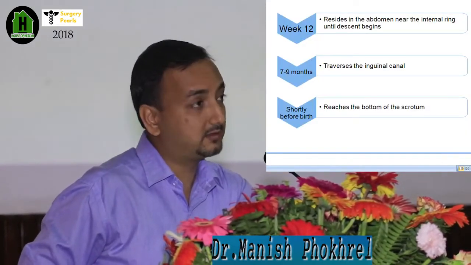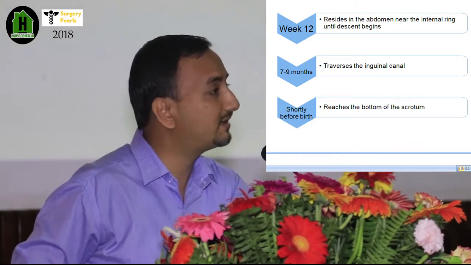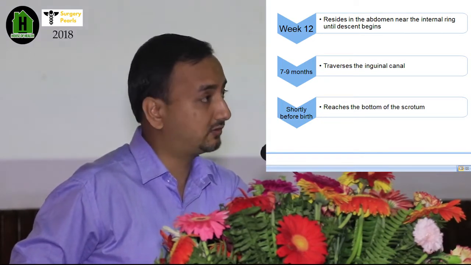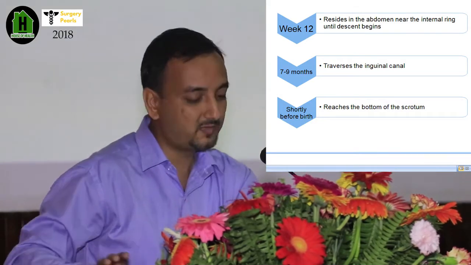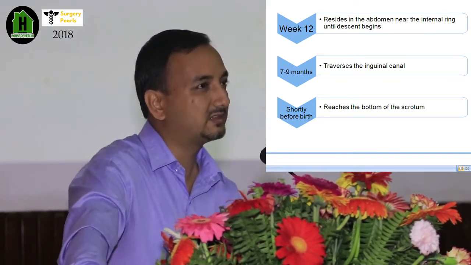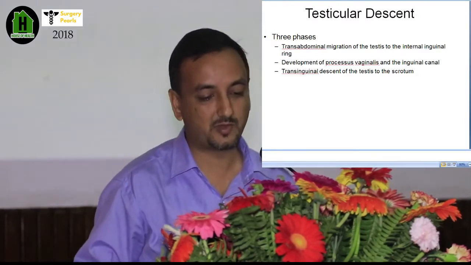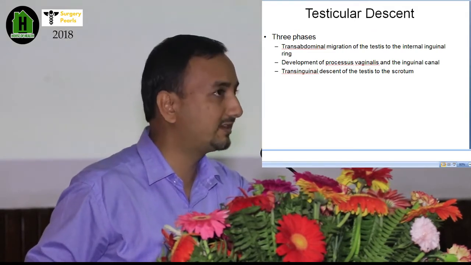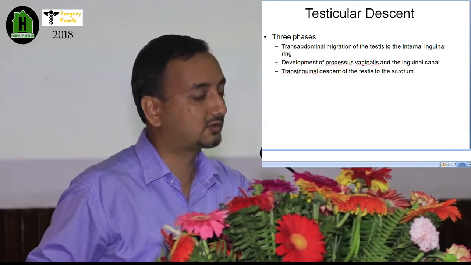By week 12, the testis, now differentiated, resides in the abdomen near the internal ring until the descent begins. And the descent begins at about 7 to 9 months. Through the 7 to 9 months, it traverses the inguinal canal and reaches the bottom of the scrotum, sometimes shortly before birth and in some babies shortly after birth. So the testicular descent has 3 phases. First is the transabdominal migration of the testis to the internal ring, then the development of the processus vaginalis and the inguinal canal, and then the transinguinal descent through the inguinal canal into the scrotum.